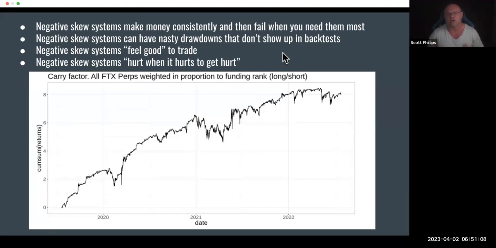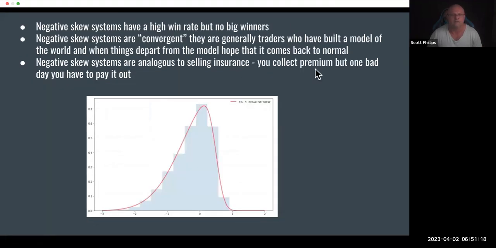And you can make a bot look good in back tests by making it a negative skew system, which makes money consistently. You produce a back test showing that it makes money consistently and then it shits the bed right when you don't want it to. So negative skew systems have a high win rate without any big winners.